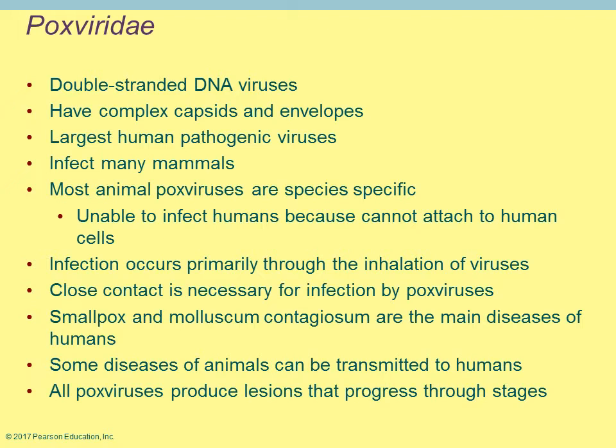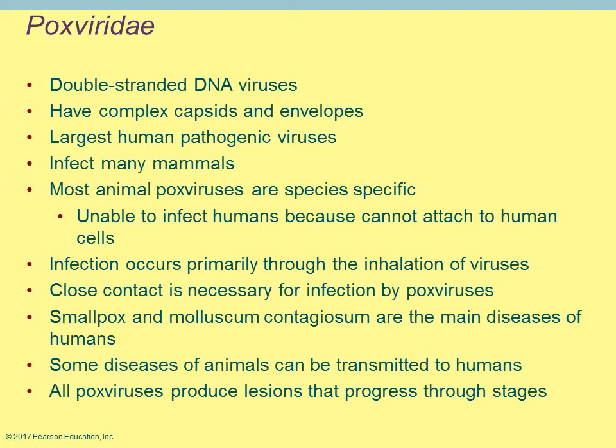Some of them cannot infect humans. Why? Because remember, there has to be a receptor on the human cell that allows for the virus to attach before it can even penetrate the cell. So there's some specificity there. For the Poxviridae, most of them, the mode of entry is due to inhalation of the viruses. You typically have to have close contact. One of the main diseases was smallpox.